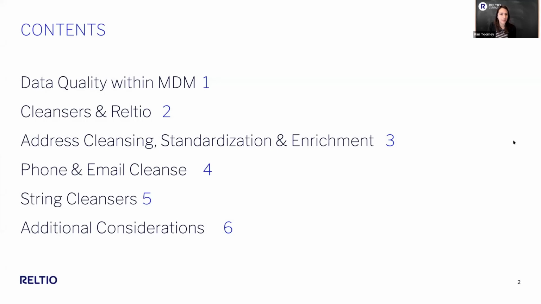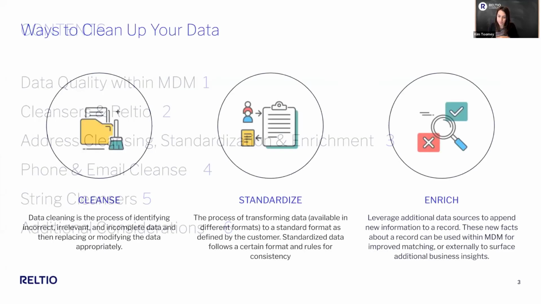Just to level set a few things that we're going to cover: data quality within MDM and how we think about that as an organization, and what type of cleansers we have out of the box with Reltio. We're going to deep dive into things like our address cleansing and standardization processes, phone and email cleansers, and then string cleansers and some additional considerations as well.